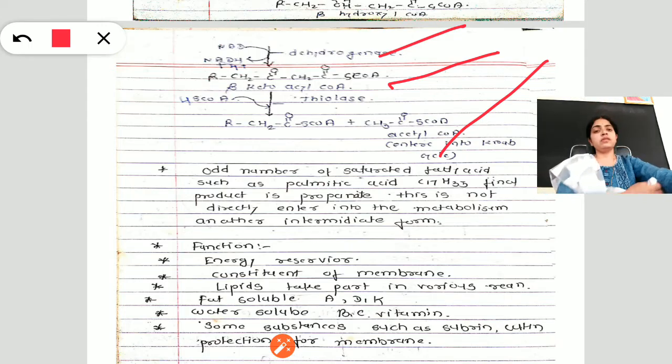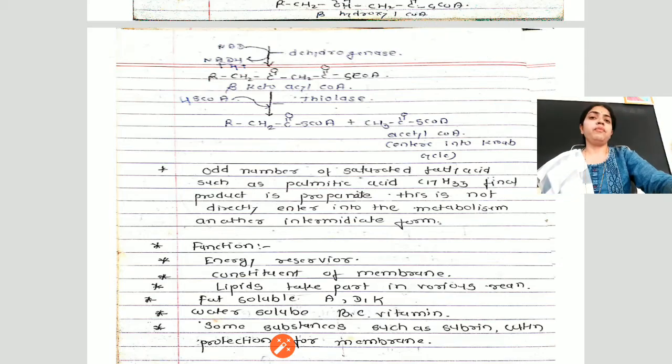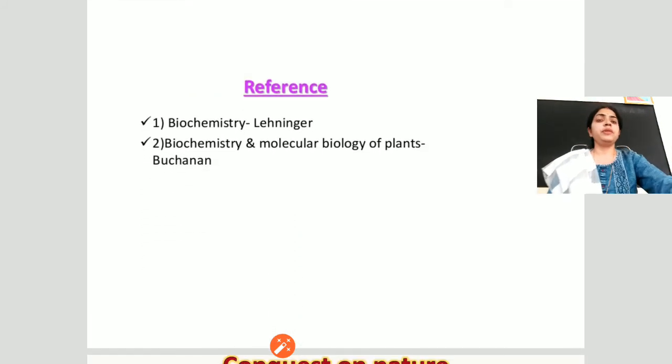Now some important functions of fatty acids: they are an energy reservoir, a constituent of membranes, and take part in various reactions and some other functions. They are the constituent of many membrane components, such as suberin and cutin. They protect the membrane from various inhibitors.